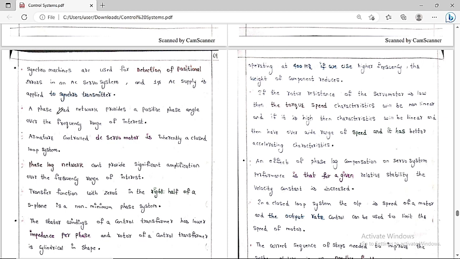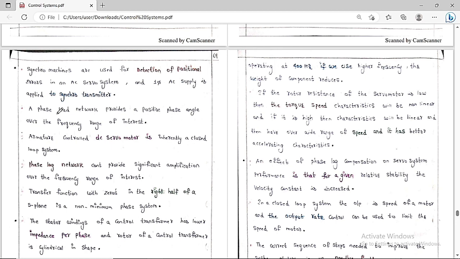Similarly, the phase lag network is going to provide a negative phase angle over the frequency range of interest, because in the case of phase lag compensator, it is going to improve the steady state response. So it is going to degrade the transient response to a smaller extent. It provides a negative phase angle because the output is always going to lag the input. This point always you have to keep in your mind. Therefore, a phase lead network provides a positive phase angle over the frequency range of interest, whereas a phase lag network provides a negative phase angle.